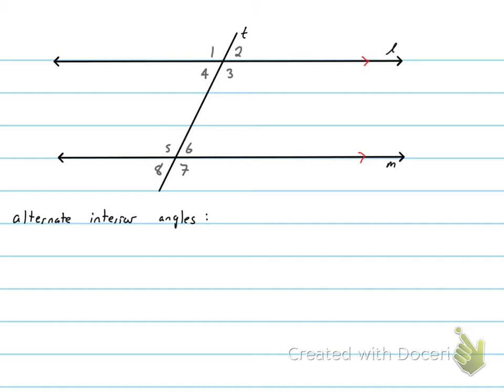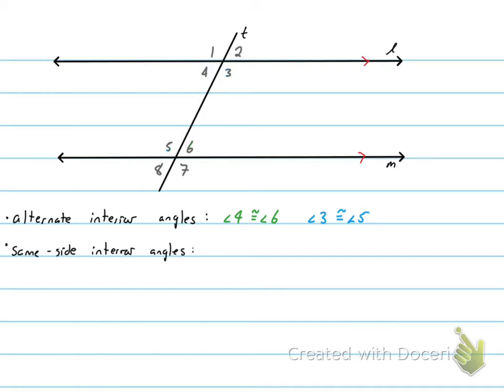First, we're going to talk about alternate interior angles. An example of these would be angle 4 and angle 6, which would be congruent, and also angle 3 and angle 5, which would also be congruent. Alternate interior angles are angles that are on alternating sides of that transversal line that are on the interior of those parallel lines. Alternate interior angles are congruent.